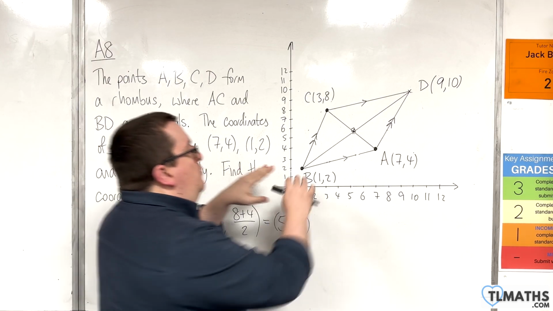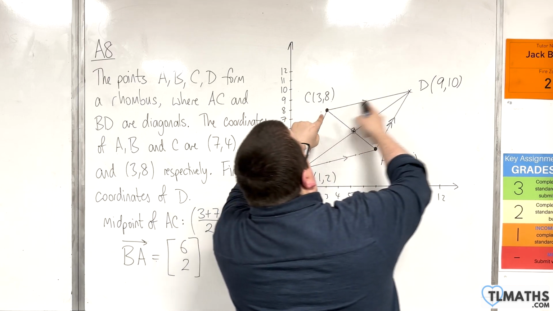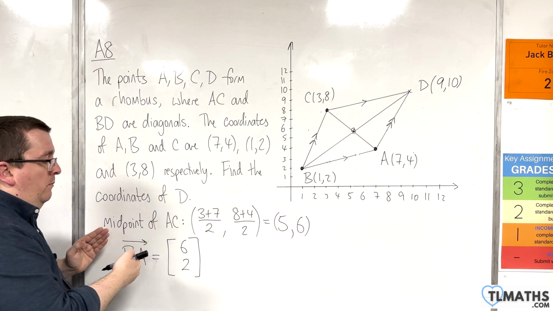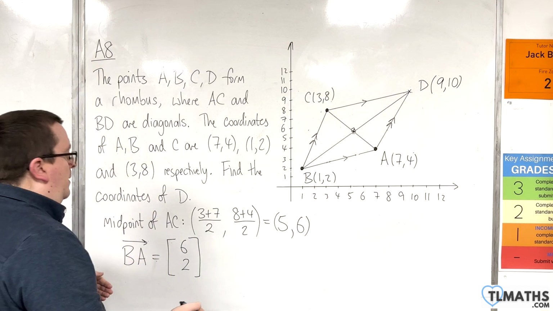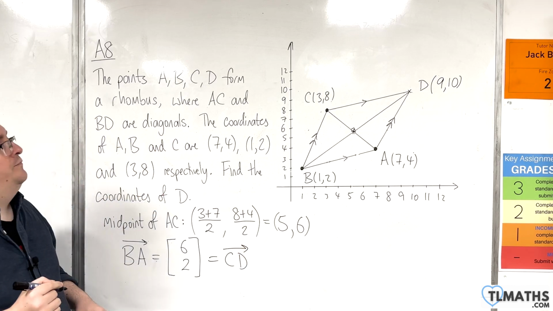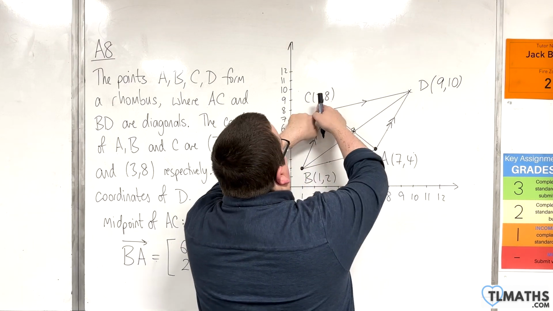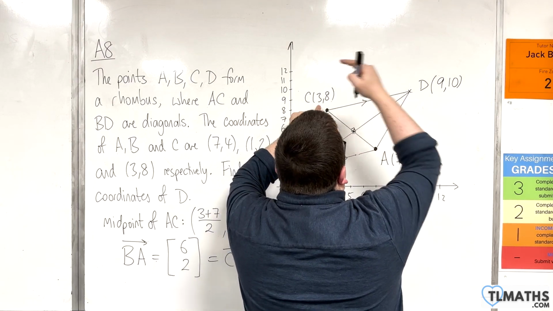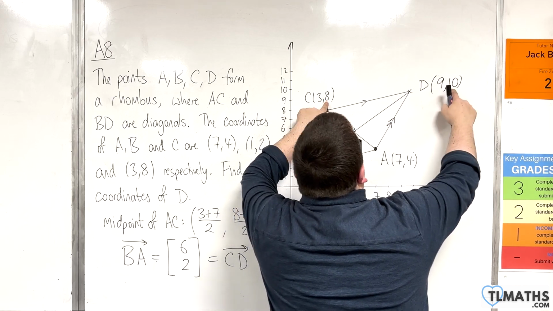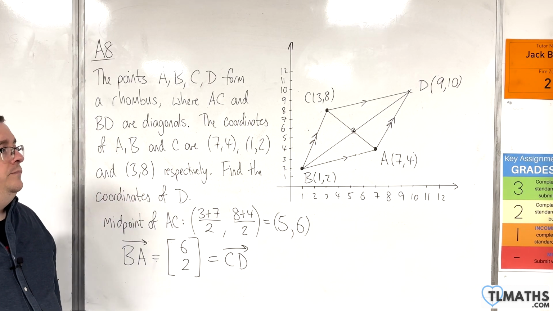So I know that BA is parallel to CD. So to get from C to D, and it's got to have the same length, I need to go 6 along and 2 up. So this has got to be the same as C to D. So if I'm at 3, 8, and I need to go 6 along and 2 up, I need to go 3 plus 6, which is 9, and then 8 plus 2 is 10. And so I go about it that way.